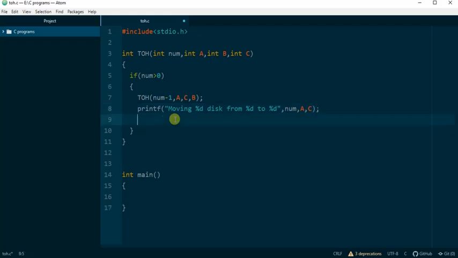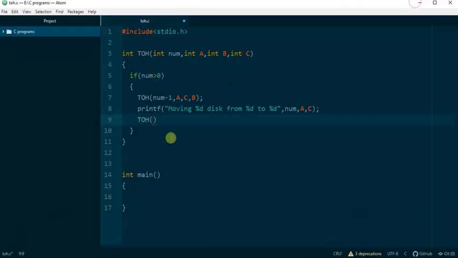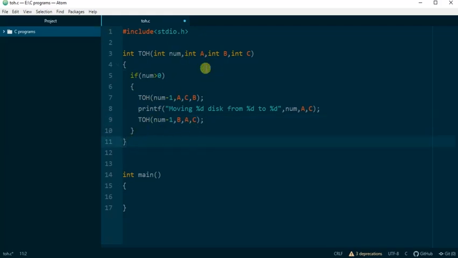Next, again we are going to call that function, as you can see there. Next, again Tower of Hanoi 2 is called, but now it is moving from B to C, as we explained there. Now again num minus 1 is there, and for B to C, B is there, A is there, and C is there. Using A as auxiliary, we are moving from B to C. Hope you got that point. Next, if it is done, then we can get the answer.